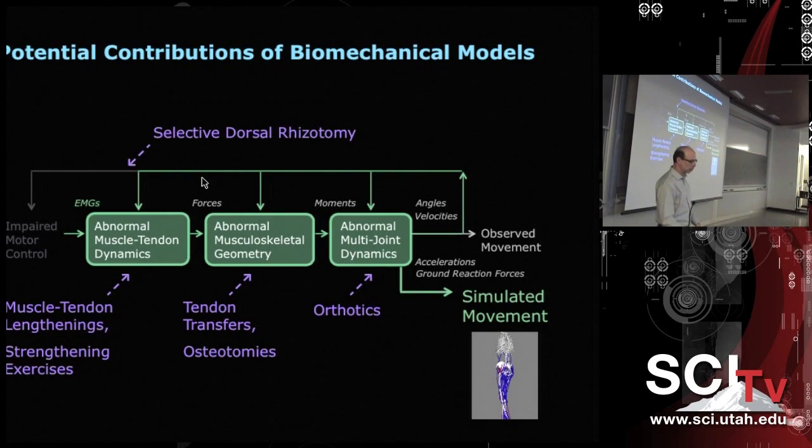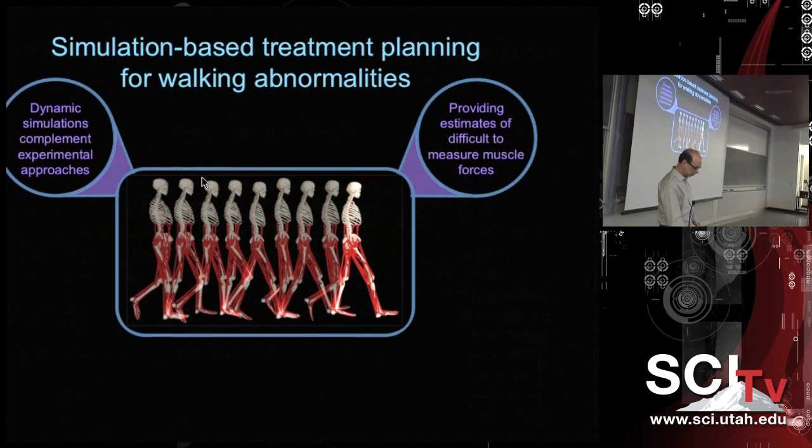So, simulation-based treatment planning complements experimental approaches because we always make measurements of somebody before they're going to have some kind of orthopedic reconstruction or neurosurgery. So we certainly get the experimental data, but with the simulations, we get estimates for parameters that are difficult to estimate. For example, if you're going to do a strengthening exercise or a tendon lengthening, what we're trying to affect is muscle force. We can't measure muscle force. But we can get estimates of muscle forces in simulation.